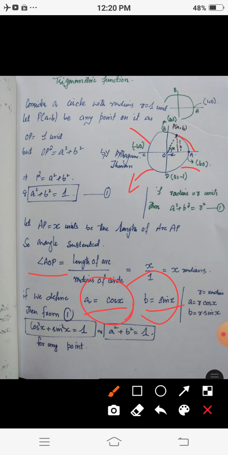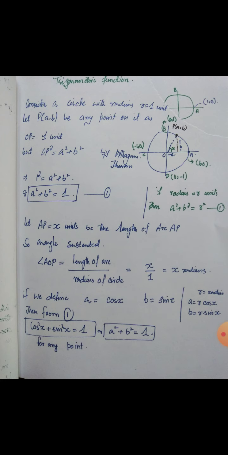You studied sin square theta plus cos square theta equals 1 in 10th, but in that class theta was simply, or you studied theta to be only an acute or an obtuse angle. Here x is anything, x is any real number. It may be positive or negative, or it may be greater than the acute or obtuse angle. So for any x, cos square x plus sin square x is 1, or a square plus b square equals 1.